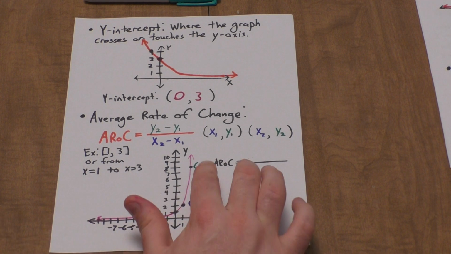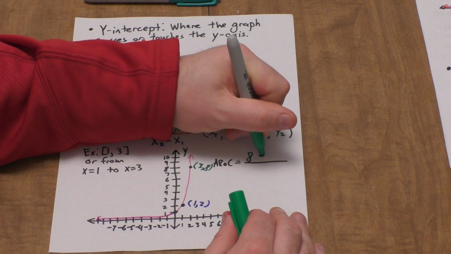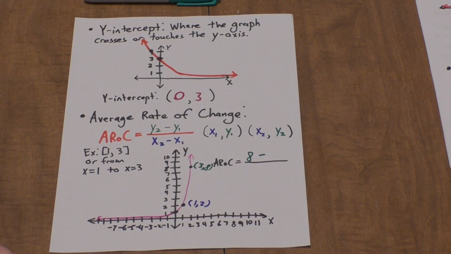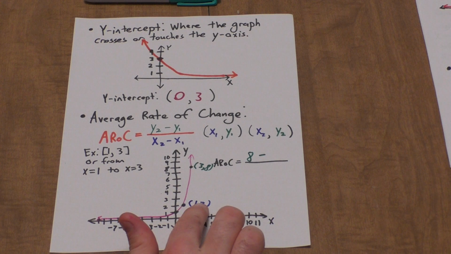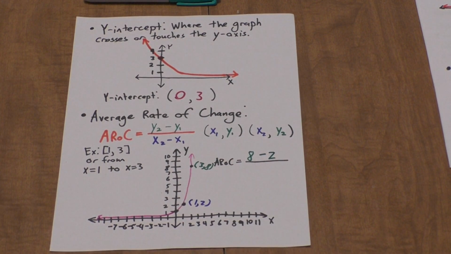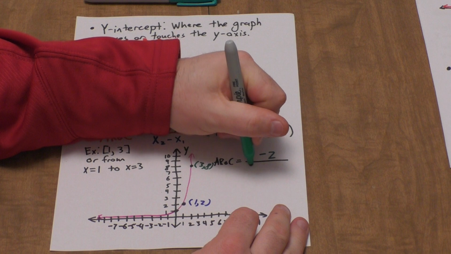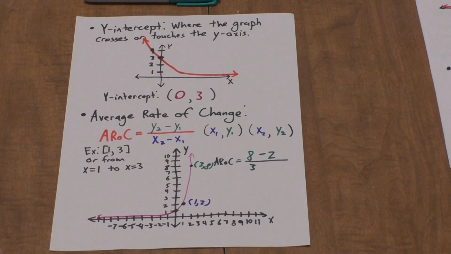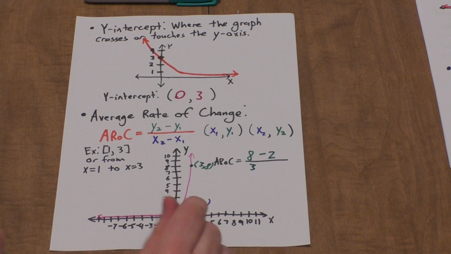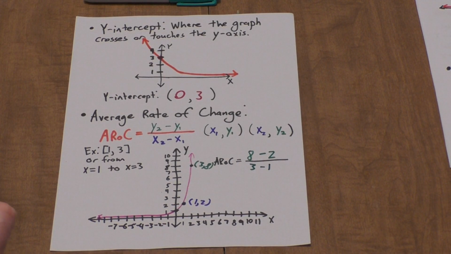So y2 is 8, so I'm going to plug in 8, minus y1, which is 2 from the first point. Okay. Then I'm going to do my x's, so I'm going to start with x2, the second point, which is 3. Okay. Minus x1, which is 1. Okay. From there, I'm just going to simply simplify.